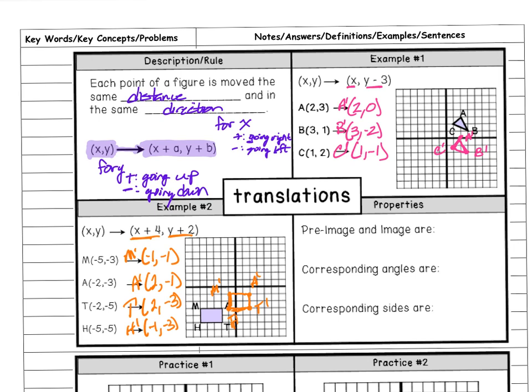And sometimes they might do it backwards. They might give you the image and the pre-image and ask you to write the rule. So be ready for that.